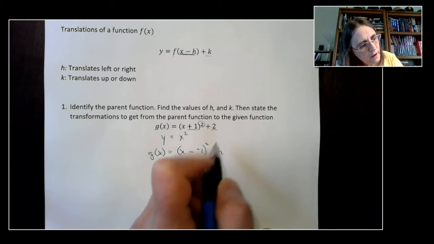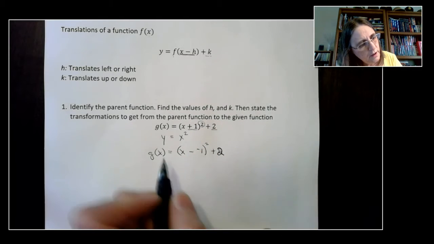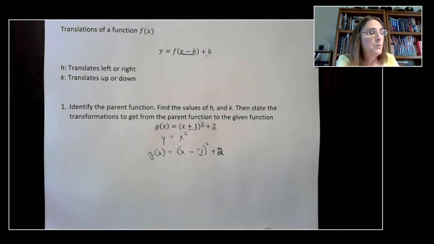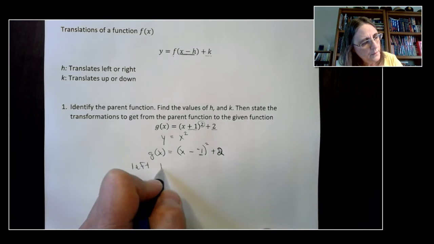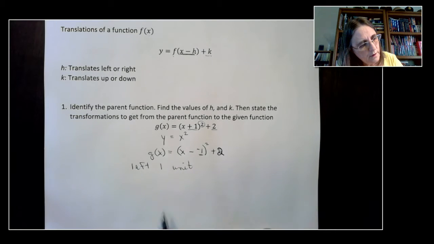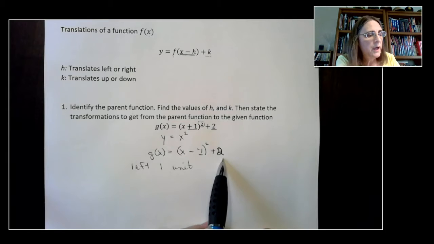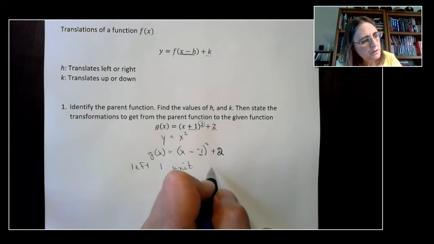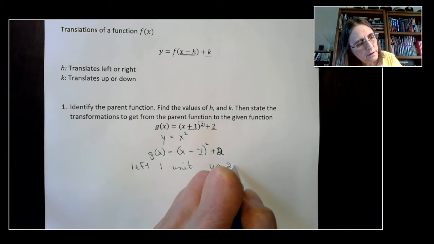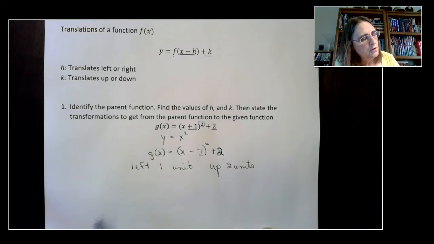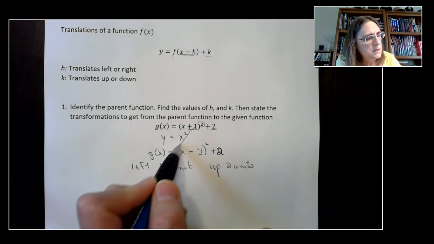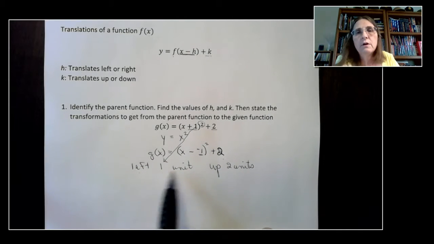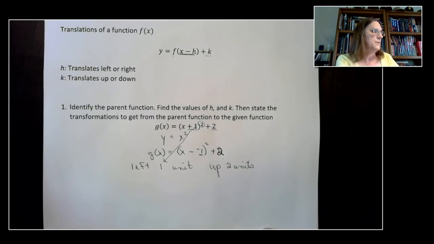So here's our value for h. It's negative 1. This graph is going to move to the left 1 unit. And our value for k is 2, so it's going to move up 2 units. Notice in our original form, when it says x plus 1, we can immediately say it's going to go opposite, it's going to go left 1 unit.